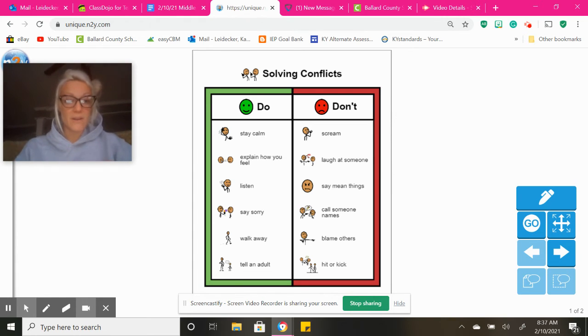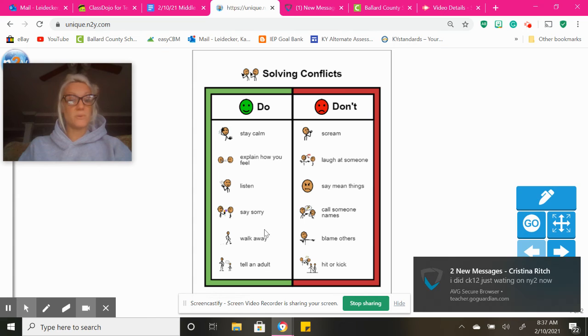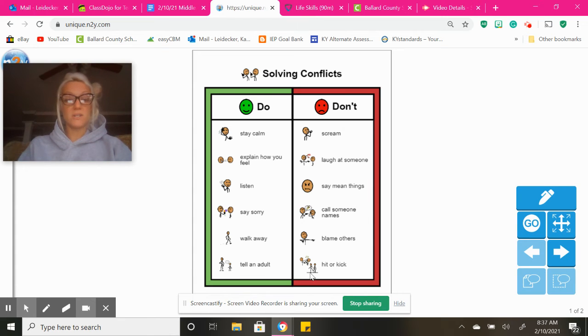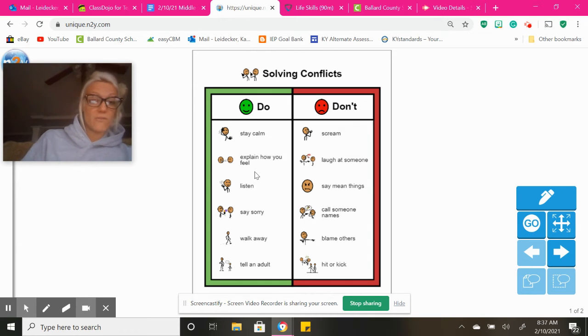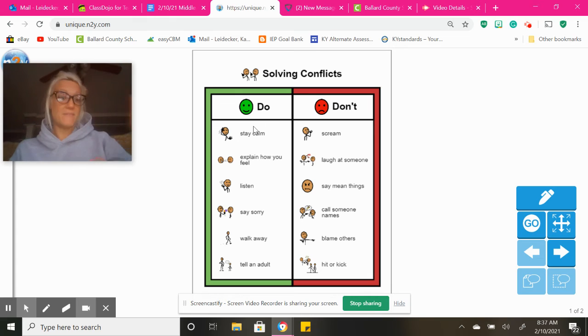Like if my friend made fun of me for falling, or any student, maybe they're not your friend and they laughed at you, or maybe you don't feel comfortable going up to that student. So this would be when you could tell an adult, walk away, and tell the adult how you feel about what happened. Definitely stay calm. There's no need to cry. There's no need to scream or yell or hit somebody.